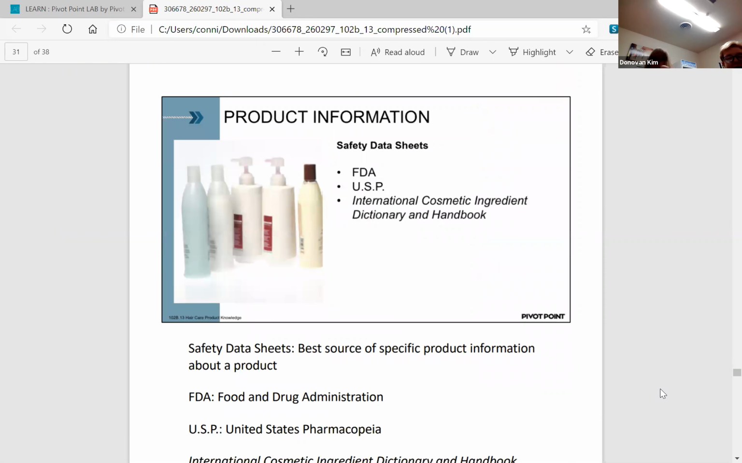Safety data sheets, here we go. So, yeah, safety data sheets, go for it. Because this is all about product information now. How do you know which is the right product for your client? How do you know if you're going to be buying the right conditioner?